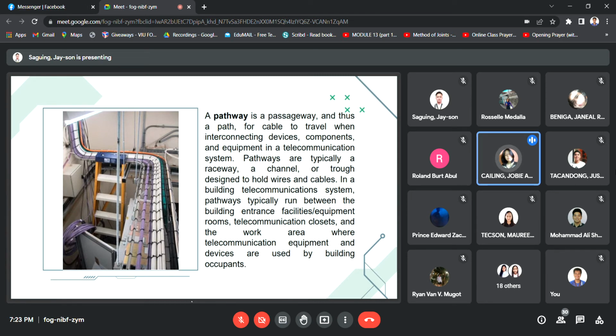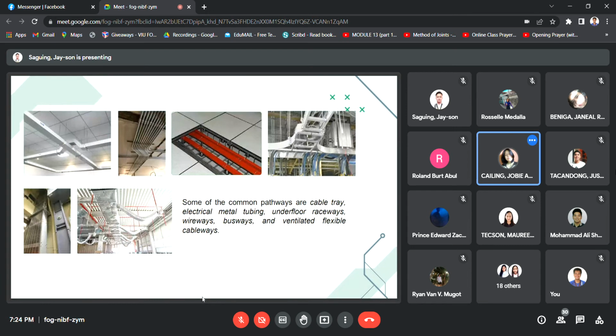So, importante jud na naay pathway for cable management, kay aside sa lain kaayo tan-awon ang unorganized o nagkalambod-lambod na cables, it will be at a greater risk pod of damage if they are not properly secured. So that is why needed siya in order to enclose the cable to protect them from heat, dust, light, moisture, and harsh situations. Next. So some of the common pathways are cable tray, electrical metal tubing, underfloor raceways, wireways, busways, and ventilated flexible cableways. Next.